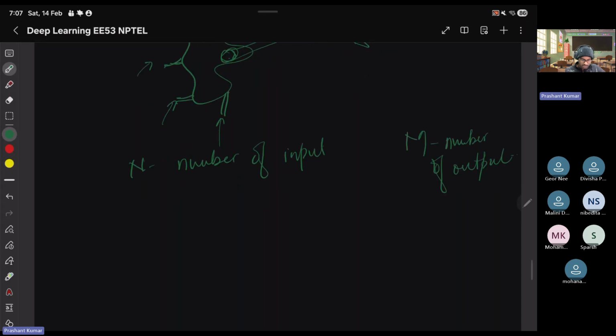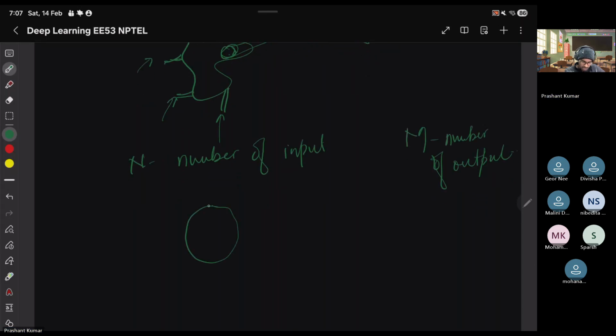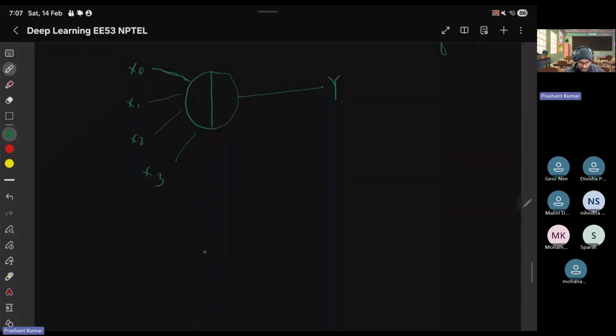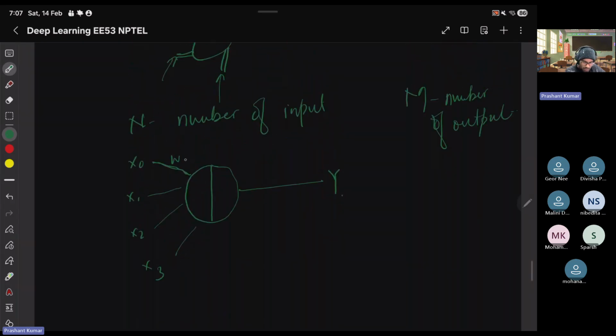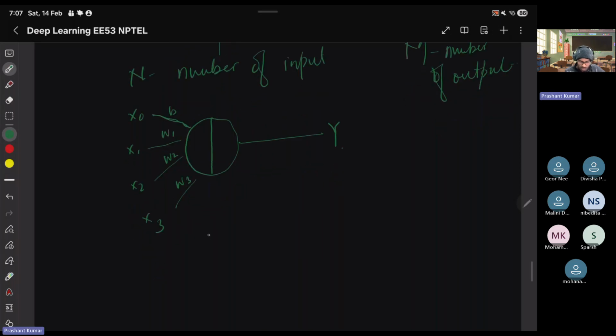Right now, let's make a simpler figure in which a perceptron takes the input and produces some output, in which the inputs are x0, x1, x2, x3 and the output is y. For each input I have some weight, and the bias let's call it b for right now. It will produce the output x1 w1 plus x2 w2 plus x3 w3 plus x0 into b.